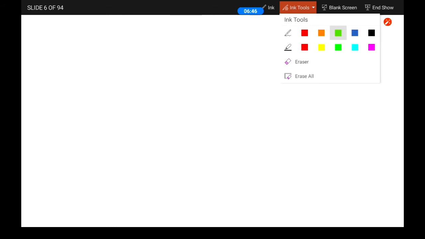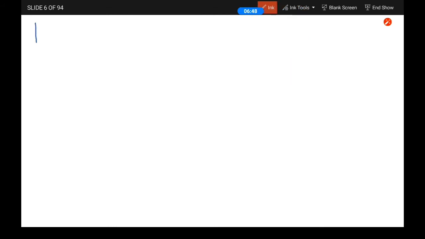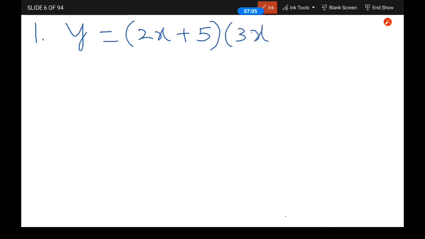So let's start. The first question, number 1. Now, the first question is this. y equals, I have them here, pen down, 2x plus 5, then we have 3x minus 6. That is the first one. Now, looking at this, I'll be giving you a shortcut in solving this and the long method in solving this as well.